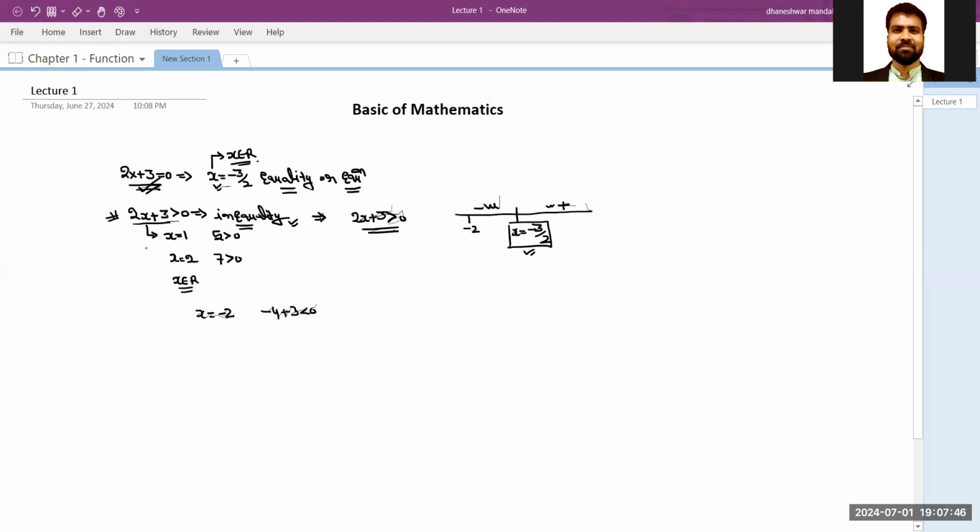Okay, so here we have one point, the sign of this term. 2x + 3 is a linear term.